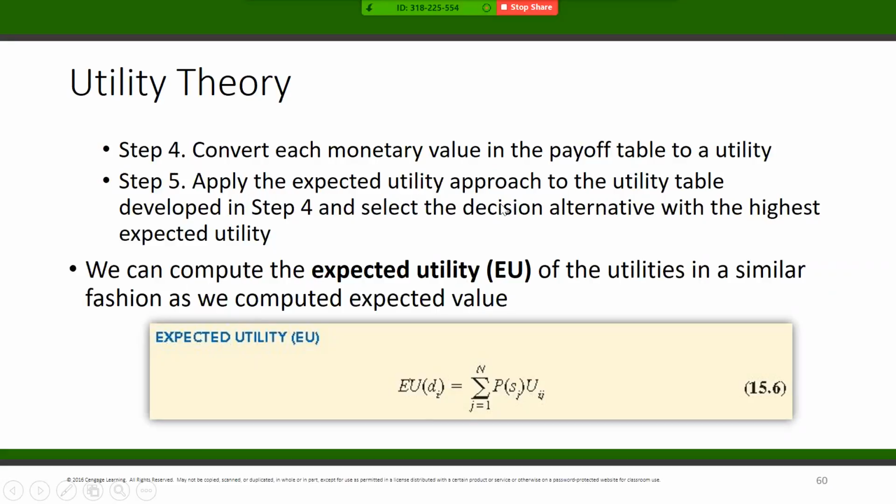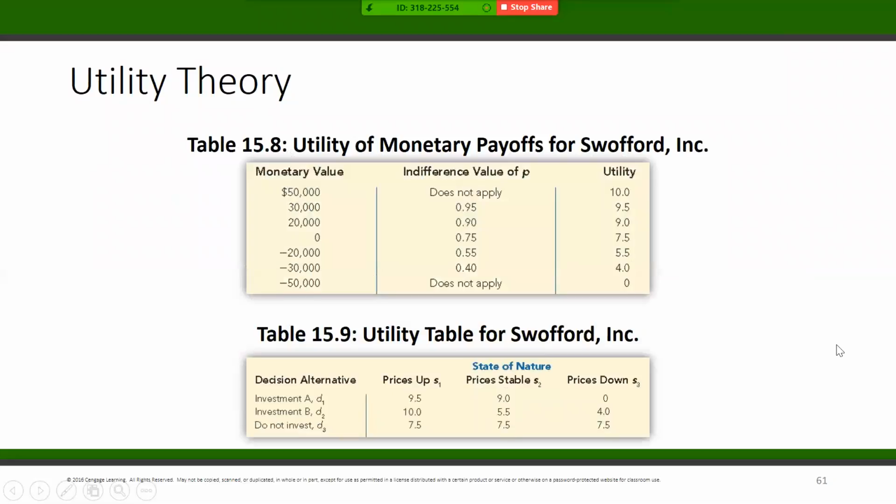Then we apply the expected utility approach to the utility table developed in step 4 and select the decision alternative with the highest expected utility. We can compute the expected utility, or EU, in a similar fashion as we computed the expected values. It's the sum of the probability times the utility, multiplying P of S_j times U_ij, with j going from 1 to N, depending on how many values of j you have.